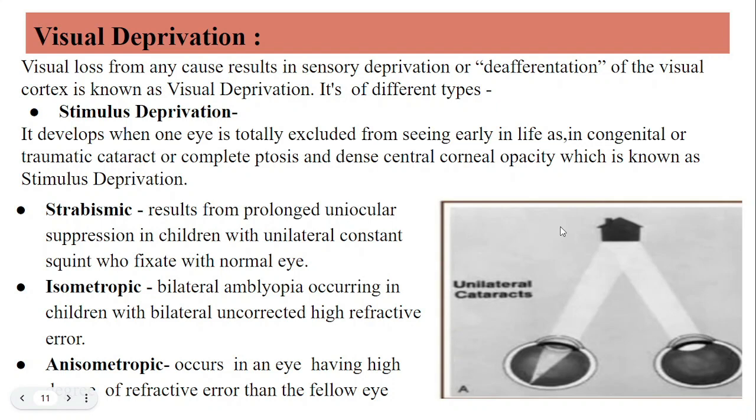and depth perception. Isometropic amblyopia occurs in children with bilateral high refractive error that is left untreated. This can lead to reduced visual acuity and the development of amblyopia in both eyes. Anisometropic amblyopia occurs when there is a significant difference in the refractive error between the two eyes, which can lead to unequal visual input and the development of amblyopia in the eye with the higher refractive error.